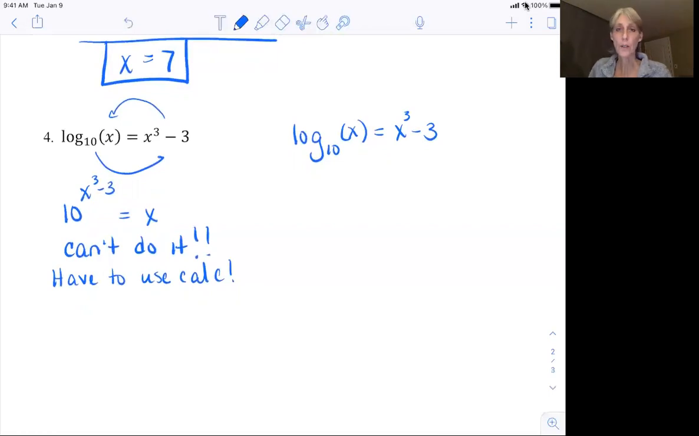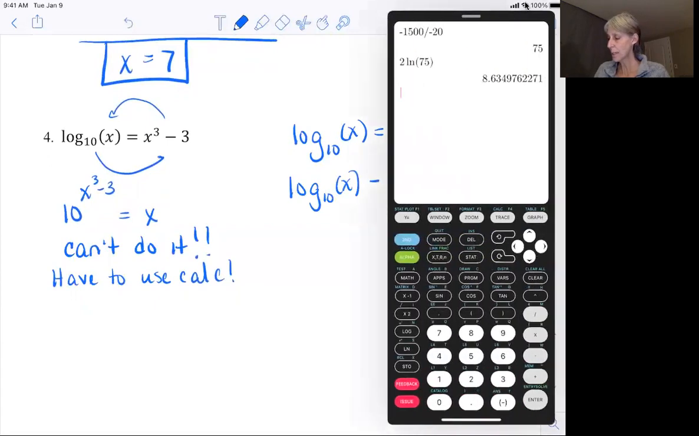So basically when we do something like this, we want to get everything to one side. Log base 10, I really don't need to write that base. Minus x cubed minus 3 plus 3 equals 0. Okay, so I'm going to start by just getting everything to one side, and then basically I'm going to plug that in my calculator.